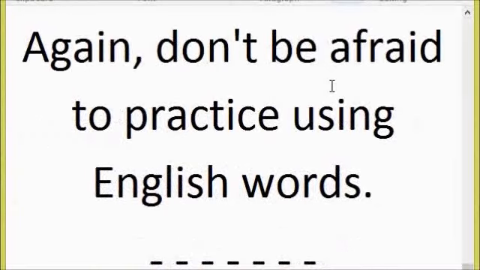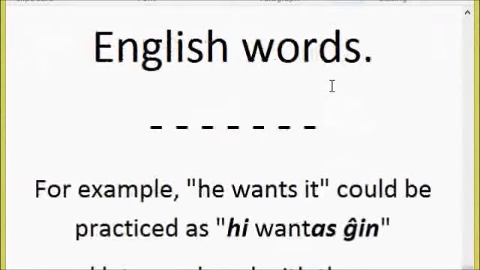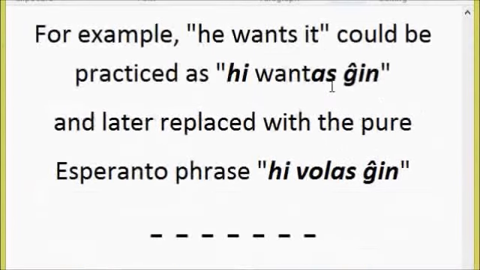Again, don't be afraid to practice using English words. This is the shortcut I'm offering with this lesson. You already have a vocabulary. Use it to your advantage. For example, "he wants it" could be practiced as he wantas gin, and later replaced with the pure Esperanto phrase he volas gin.